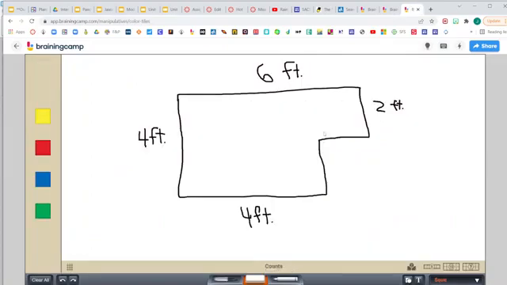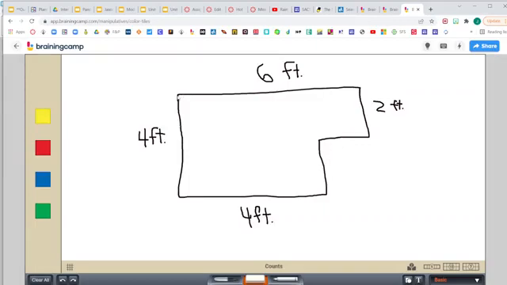Now, sometimes you will not have models. You won't have a grid. You'll just have a figure that looks like this with some measurements around the outside. And you won't be able to necessarily count all of the individual square side units. So this is totally doable, but we just need to make sure we're using our critical thinking and problem-solving skills to find the missing sides if we have some sides missing.